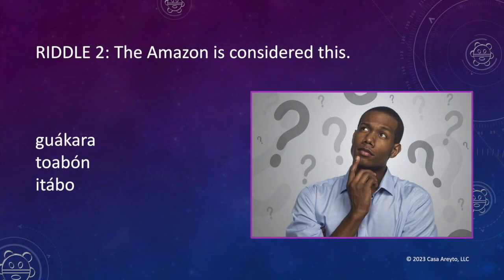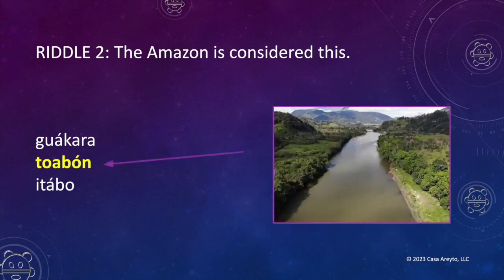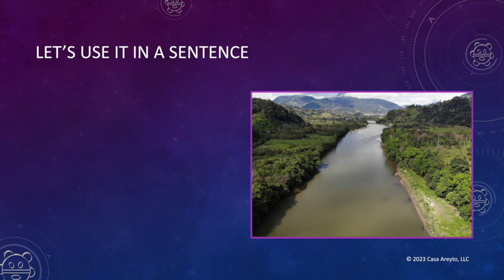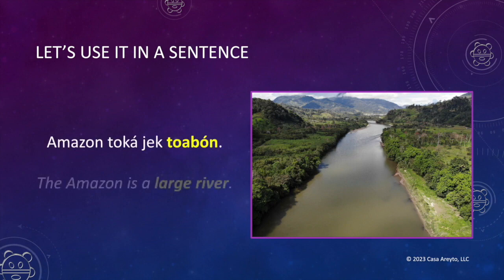Let's look at the answer. That's right, the Amazon is Toabon, because Toabon means a large river. Now let's use it in a sentence. Amazon toca hek Toabon. The Amazon is a large river. That wasn't so bad. Let's take a look at our last riddle.